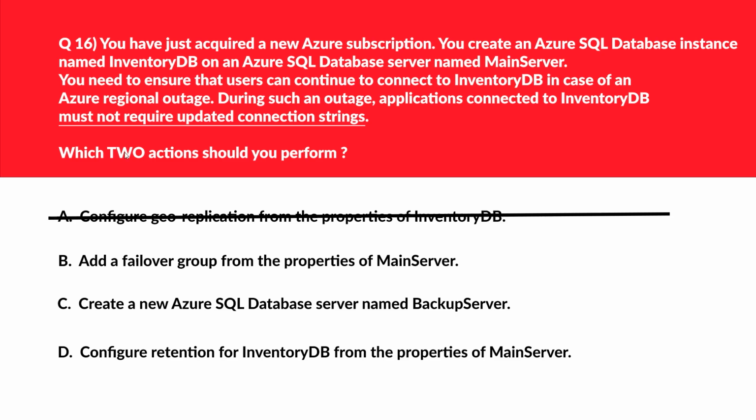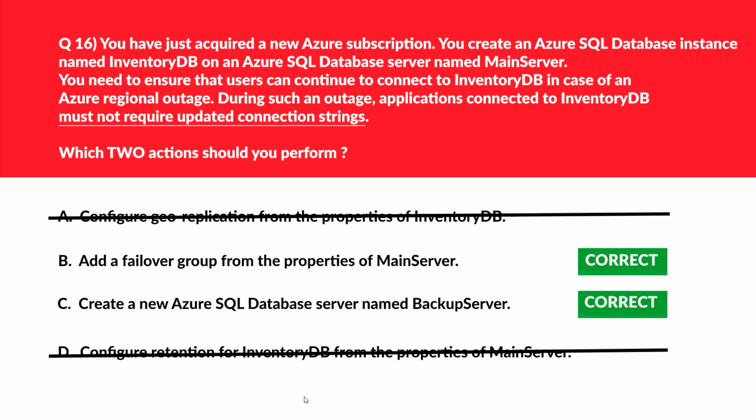We got our two answers, looks like. Let's still look at option D. D says configure retention for inventory DB from the properties of main server. Creating another database instance without setting up a failover mechanism does not meet the requirements for automatic failover without data loss. Therefore, this is out. We'll lock B and C as the right answer.